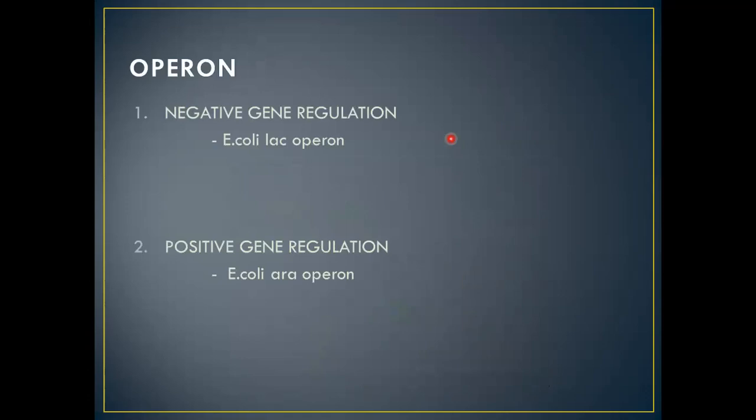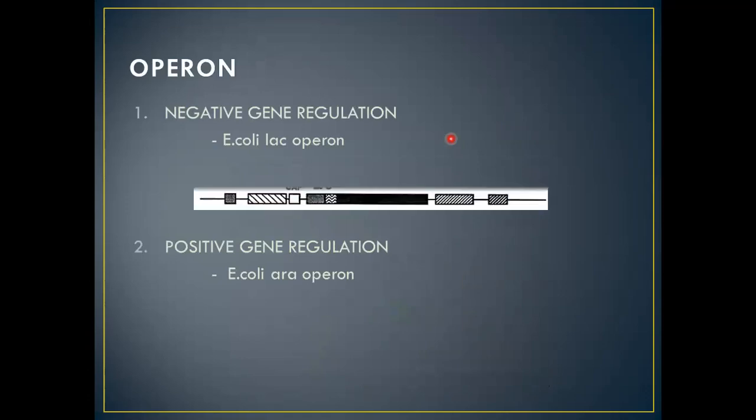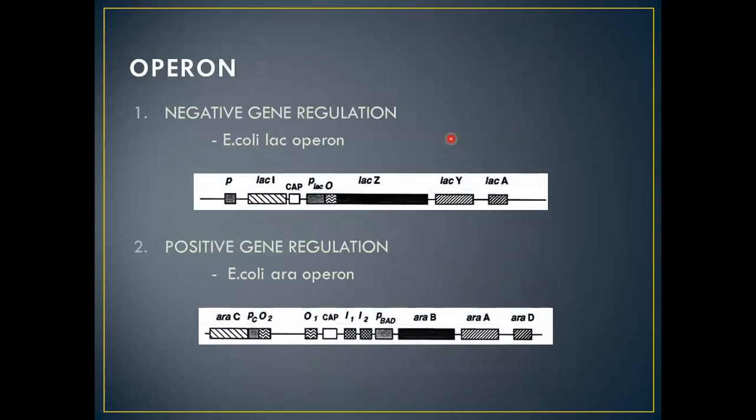Operons have two types of regulation: negative gene regulation, that is the lac operon in E. coli, and positive gene regulation, that is the ara operon in E. coli. The lactose operon of E. coli encodes the enzyme beta-galactosidase, which hydrolyzes lactose into galactose and glucose, as we observed in the previous slide.